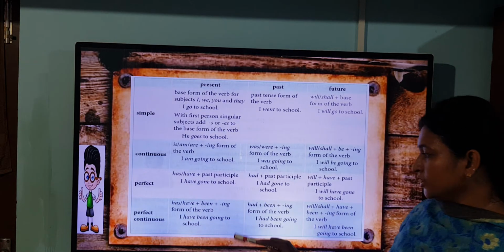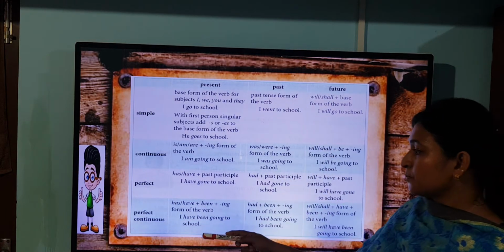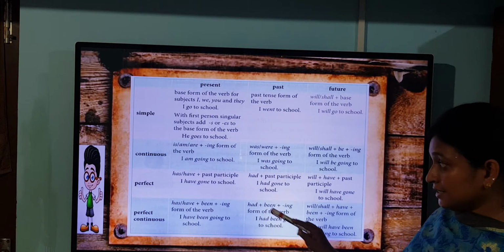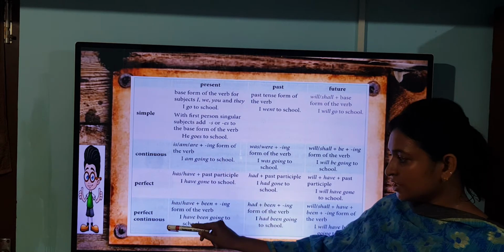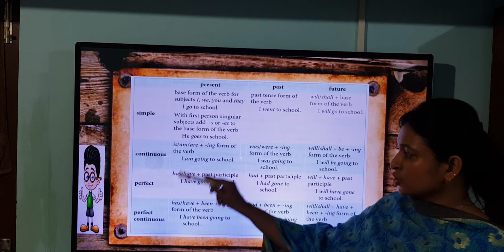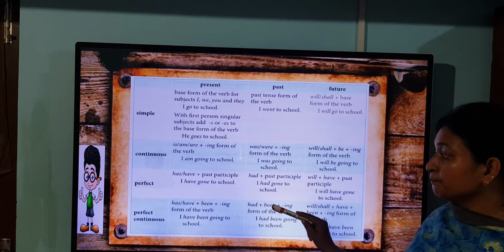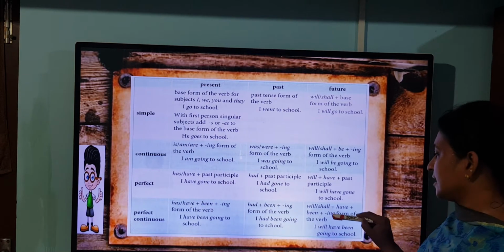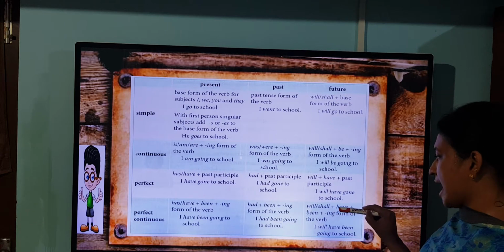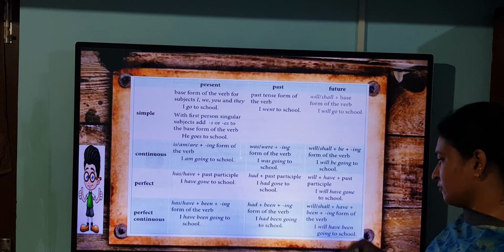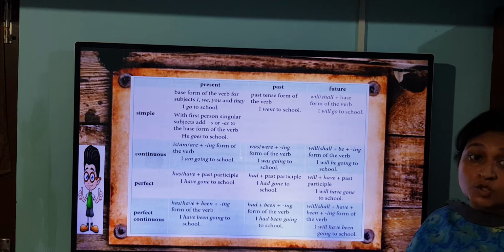I have been going to school. And for past perfect continuous, had been. See, continuous is ing, here also continuous ing. How can I show the difference? We have to write here been. And here it is will plus shall, will or shall plus have plus been plus the ing form of the verb. I will have been going to school.